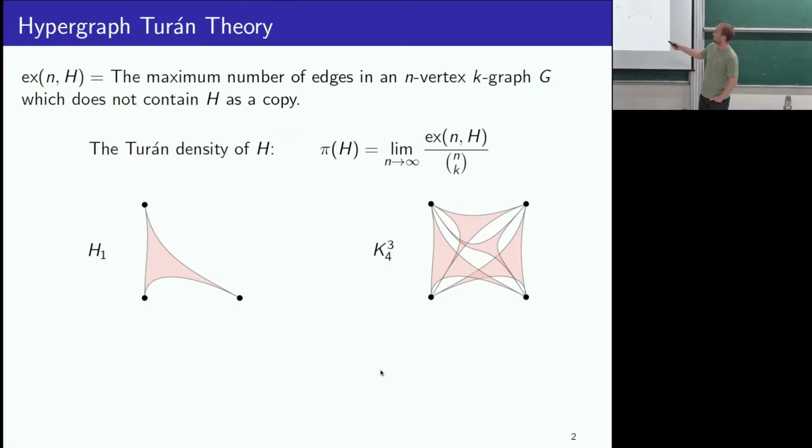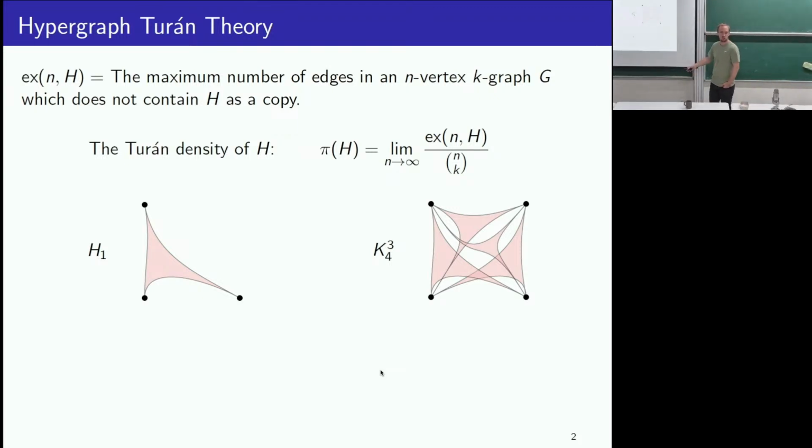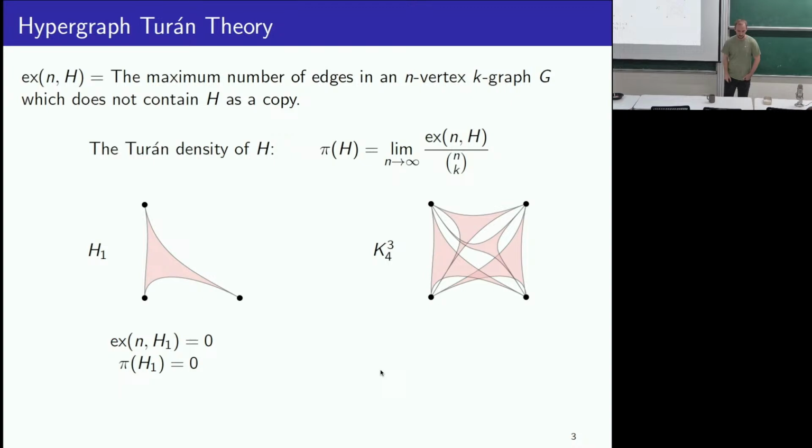For this question, it often makes sense to look at this scaled limit, which is called the Turán density of H, where we divide by n choose k and take the limit as n goes to infinity. We scale it in that way so that this quantity is between 0 and 1. Here's some warm-up. This is potentially the easiest 3-graph you can think about. It's a single edge, an edge on 3 vertices. What's the maximum number of edges a 3-graph can contain without containing an edge? Well, it can't contain any edge. So the answer is 0, and the scaled limit also is 0.